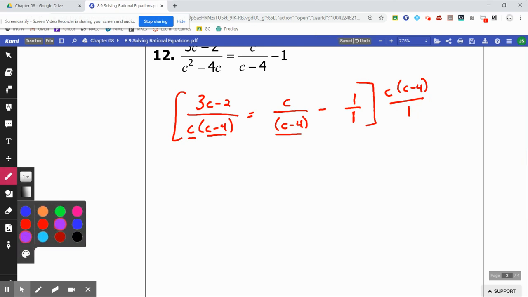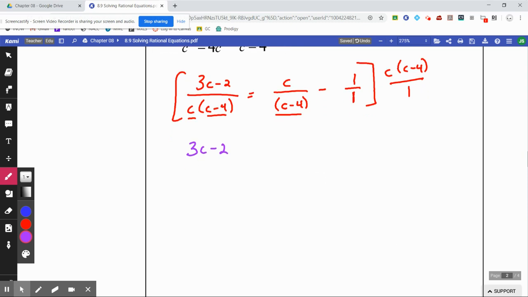When you multiply your first term by c times c minus 4, everything cancels and leaves you with just the top, so 3c minus 2. Let's erase those. Second term, when you multiply your second term by c times c minus 4, the c minus 4's cancel and leaves you with a c that's on top and a c that's out here, which is a c to the second. Let me erase that.